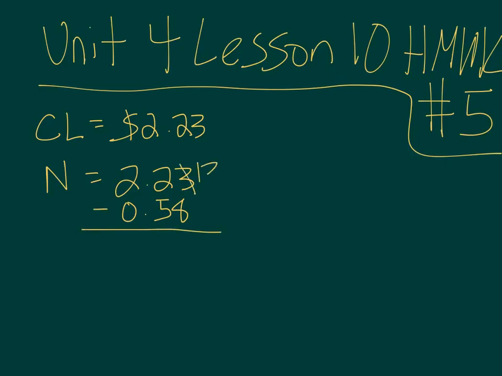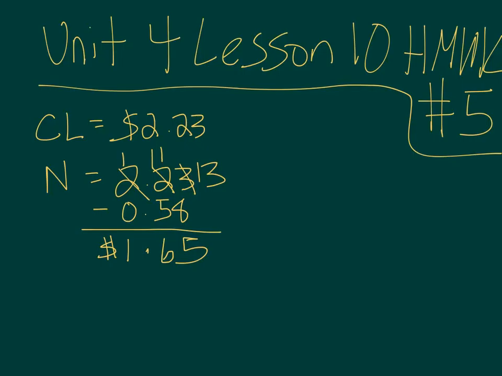We have to borrow from this 2 and make it a 1. And then we must borrow again to make this an 11. So our answer for the notebook is $1.65. So now, if Lisa buys 2 clipboards and 1 notebook, how much will that be?